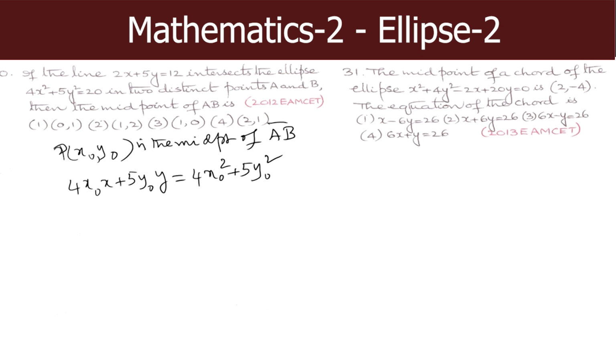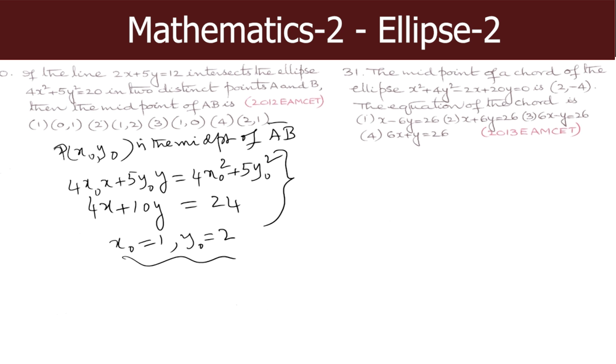But this is same as the line 2x plus 5y equal to 12. That means 2x plus 5y equal to 12 is same as 4x plus 10y equal to 24. So, these two equations represent the same line, the chord of the ellipse whose midpoint is (x naught, y naught). Comparing, you find 4x naught equal to 4, x naught equal to 1, 5y naught equal to 10, y naught equal to 2. So, let us check whether for these values of x naught, y naught, the right hand sides are also equal. 4x naught square is 4, 5y naught square is 20, 20 plus 4, 24. So, therefore, this is the midpoint of the chord AB, which is (1, 2). That is the second option.